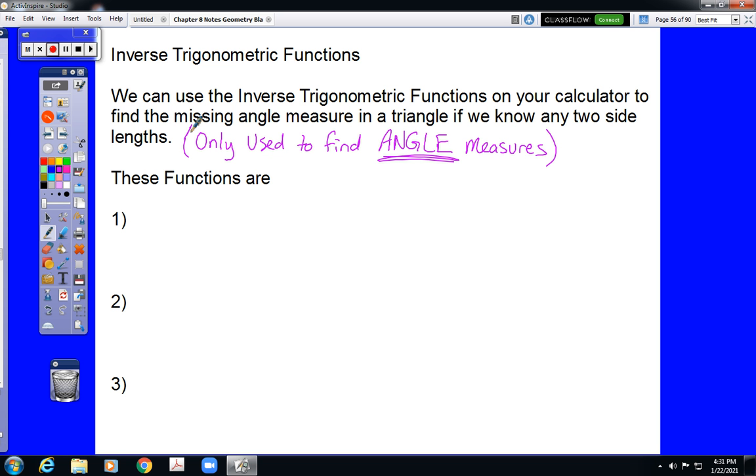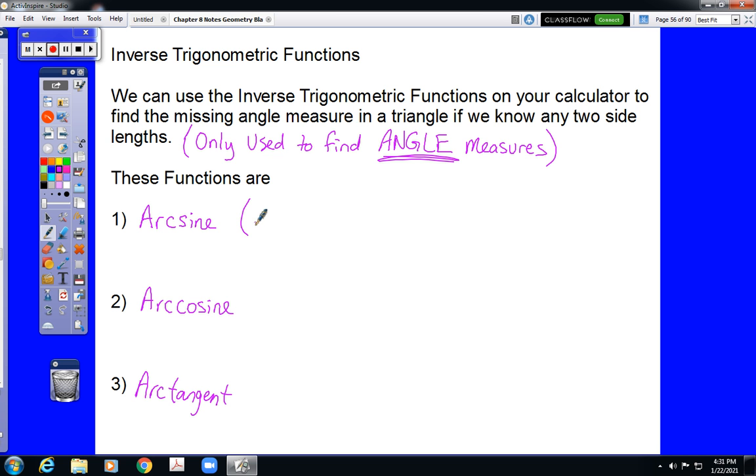So what we're running into is a situation where our unknown, our variable, is inside of one of our three trig functions, sine, cosine, or tangent. In order to get rid of the sine, cosine, or tangent function in an equation, we need an inverse. These functions are named the arc sine, which is the inverse of sine, the arc cosine, which is the inverse of cosine, and the arc tangent, which is the inverse of tangent.